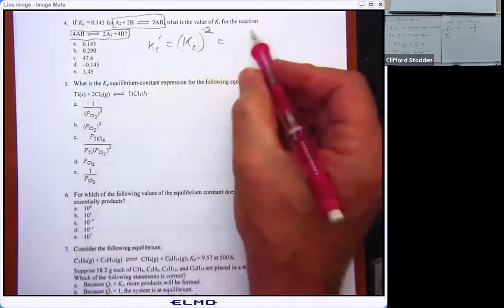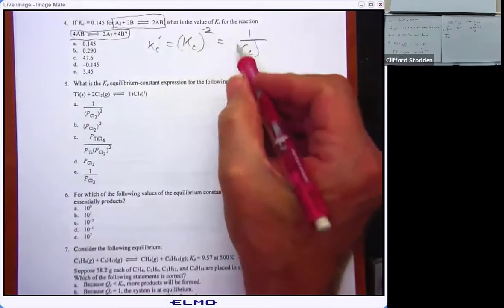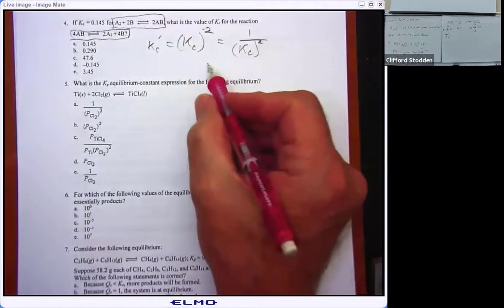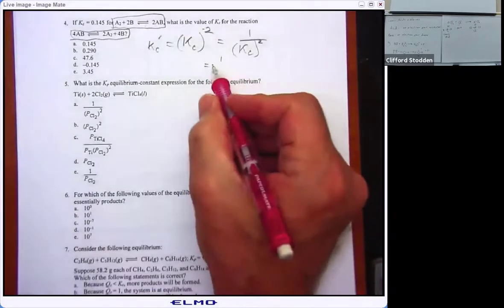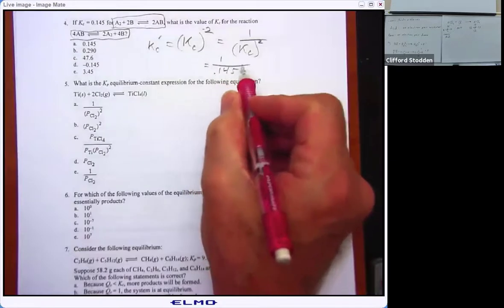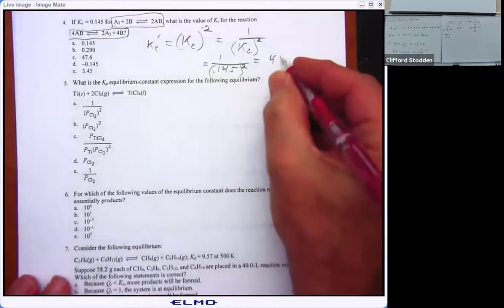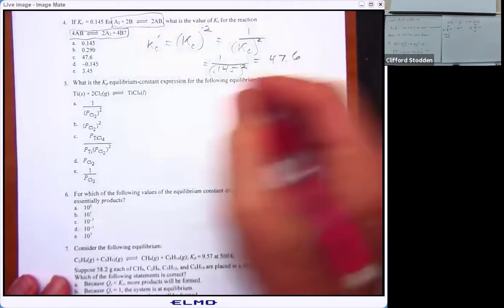So that's going to be equal to 1 over the original K squared, which equals 1 over 0.145 quantity squared, which is 47.6.